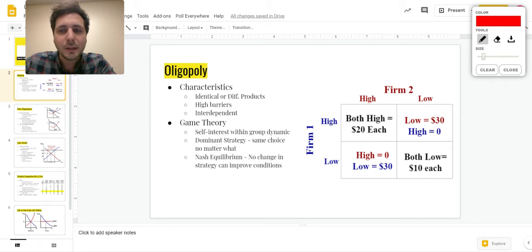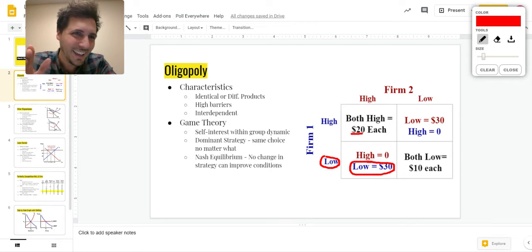So I'm going to hold it high. Let's say firm 2 only prices high. That's it, right there. What should firm 1 do if that's the reality? Should they price high and get 20 bucks or price low and get 30? The answer is they should price low, right? So it's right here, they should price low. So if firm 2 prices high, firm 1 should price low.